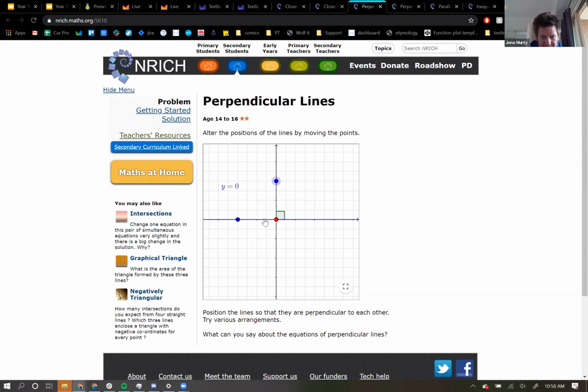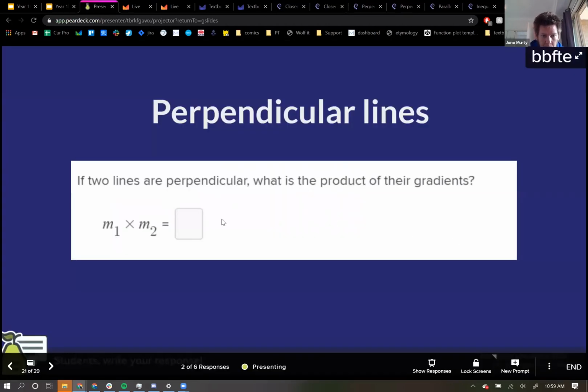If I have the axes, I have this one, it falls down because m here is undefined. Let's look at our negative ones. Again, minus 4 and a quarter. Minus 4 times a quarter is minus 1. I have my right angle. Cool.